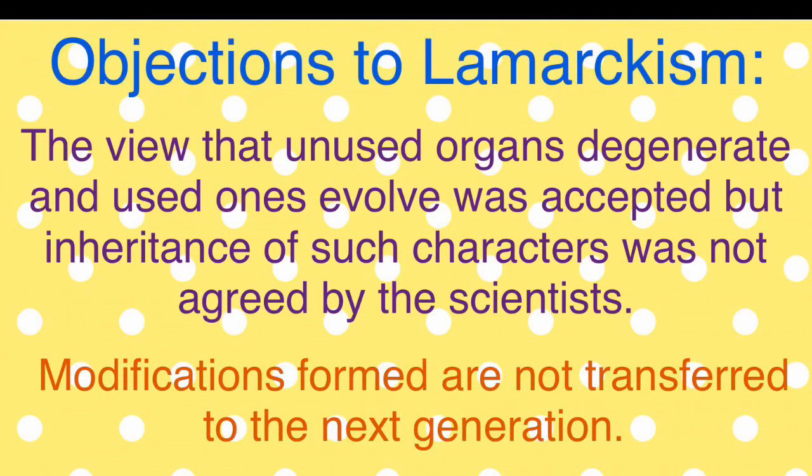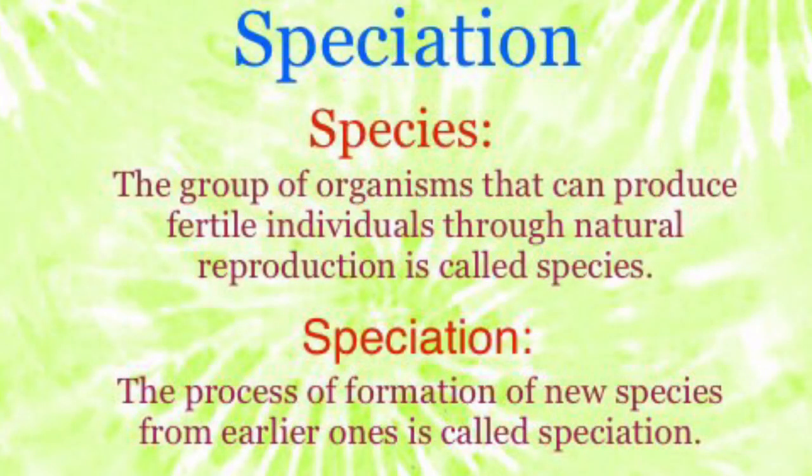Objections to Lamarckism. The view that unused organs degenerate and used ones evolve was accepted, but inheritance of such characters was not agreed by the scientists. Modifications formed are not transferred to the next generation. Speciation. Due to evolution, new species of plants and animals are formed. The group of organisms that can produce fertile individuals through natural reproduction is called species. The process of formation of new species from earlier ones is called speciation. Each species possesses specific characters. Each species differs in its geographical conditions, food preference, habitat, reproductive ability and period, etc. Therefore, the specific characters are retained.